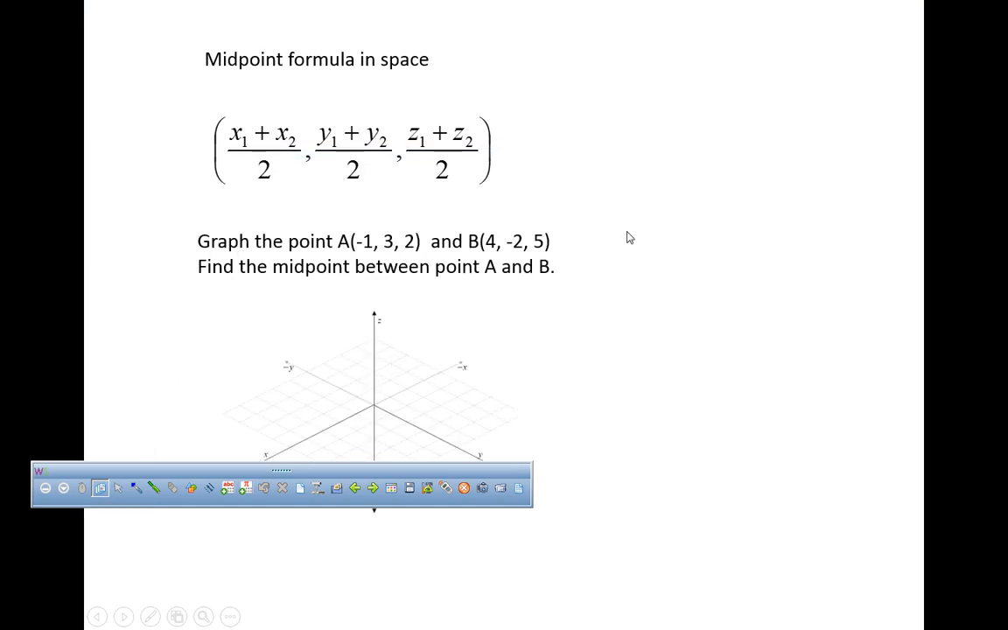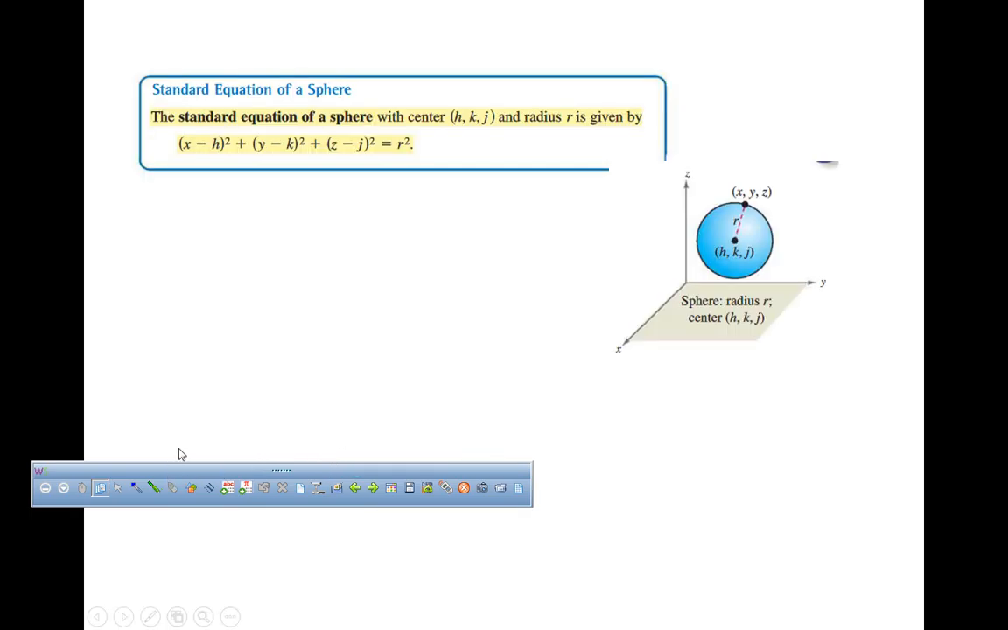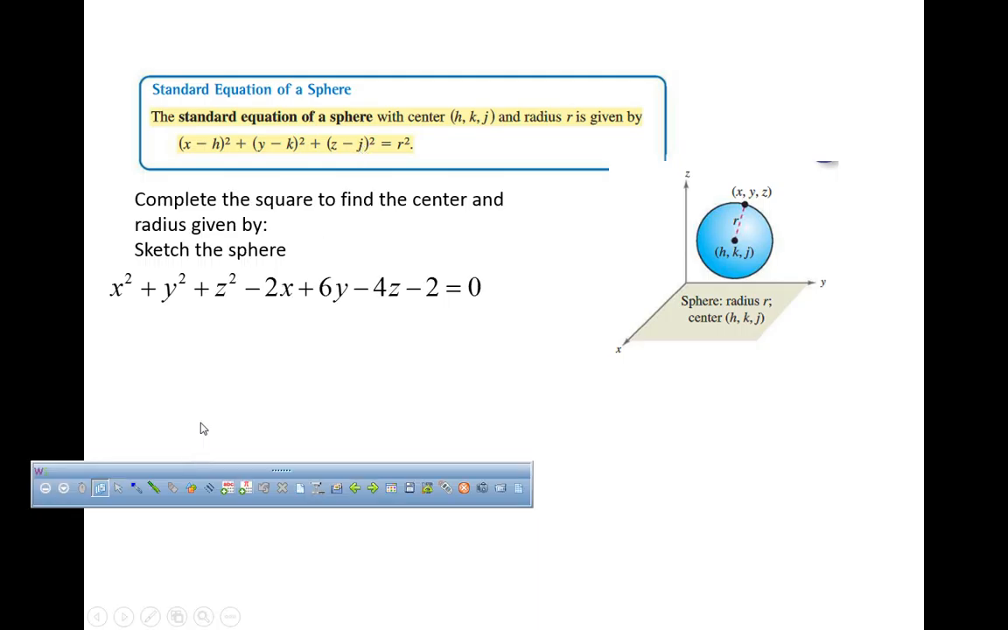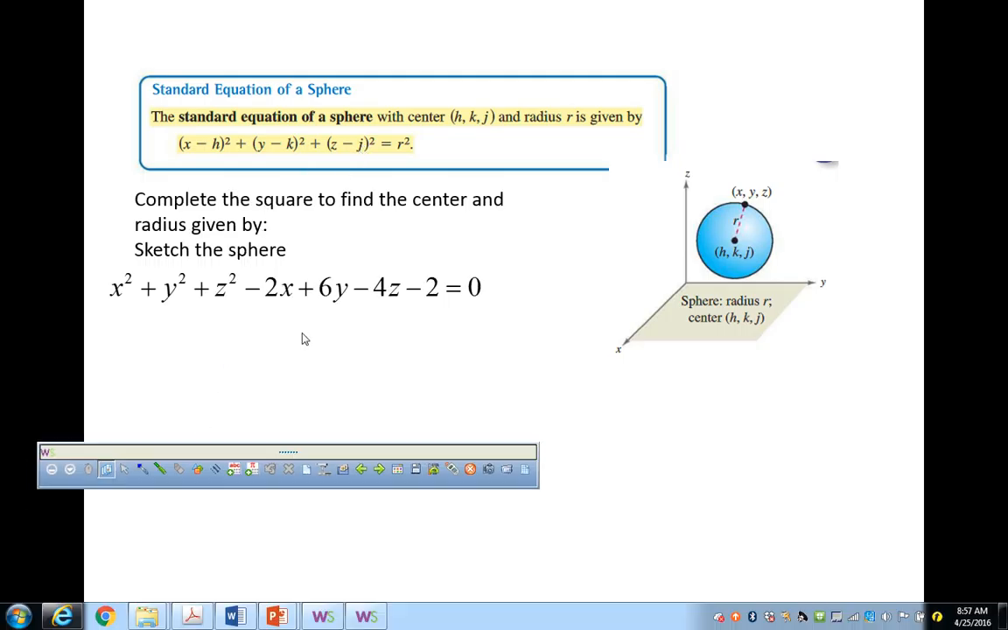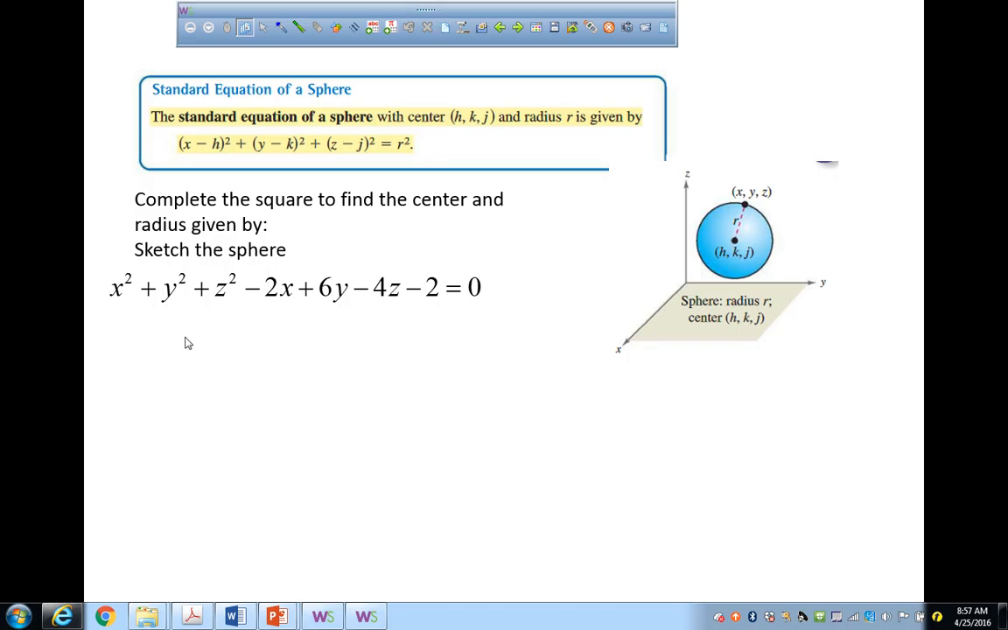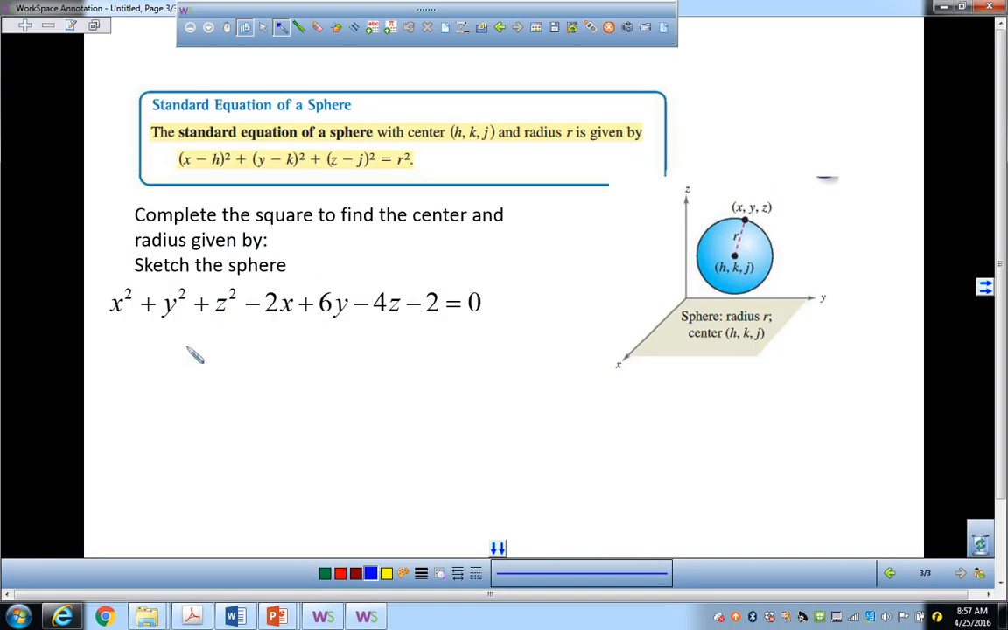Oh, I had a graph hiding there. Oh well. So a sphere in 3 dimensions looks much like a circle in 2 dimensions, right? Except you have an H, a K, and then you have Z, they have a J variable. Complete the square to find the center. So you love completing the square, right? So now you can complete the square in 3 dimensions.